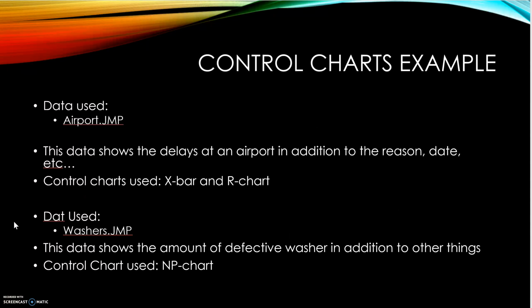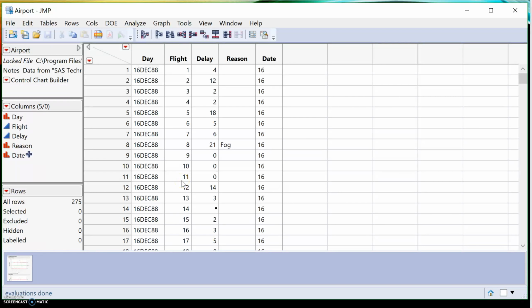For our control charts example, we're going to be using 2 data sets. The first data set used is airport.jmp, which shows the delays at an airport in addition to the reason, date, and other information. And we're going to be using the X-bar and R chart for that. Here we can see the airport data. We have the day, the flight number, the delay, the reason, and the date.